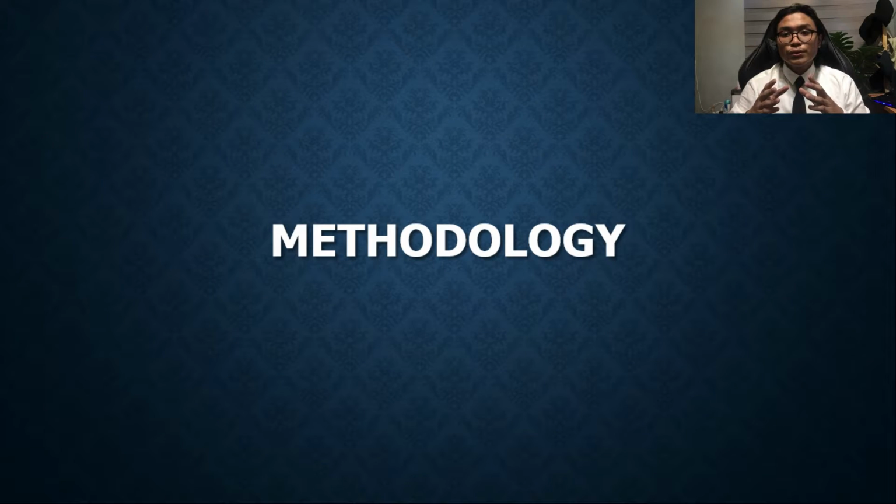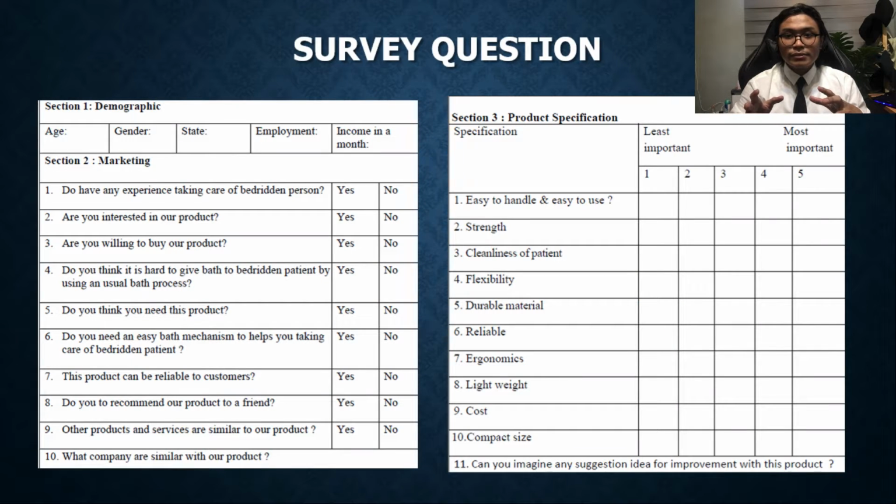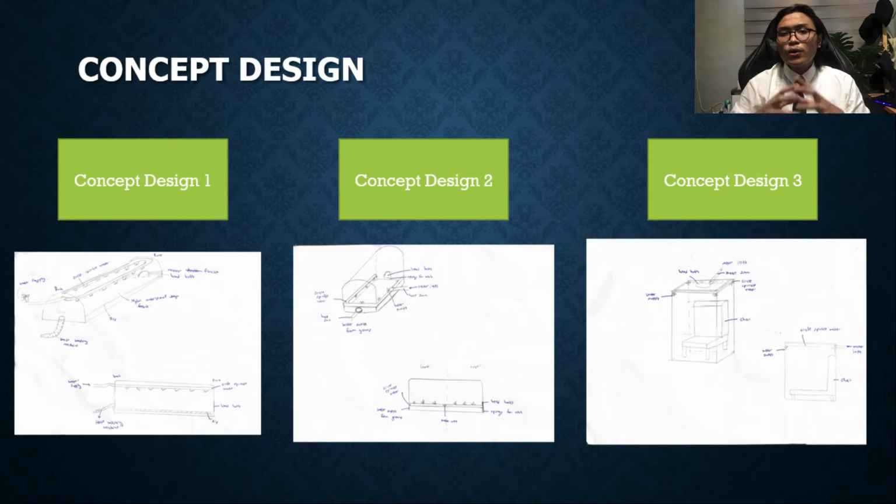So we go through the next chapter, which is methodology. The first slide is my survey question, which has 5 questions on demographics, 10 questions on marketing, and 11 questions on product specification. We go through the next slide, which is concept design.